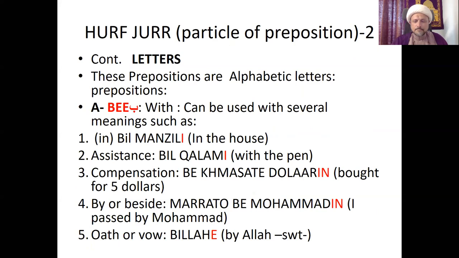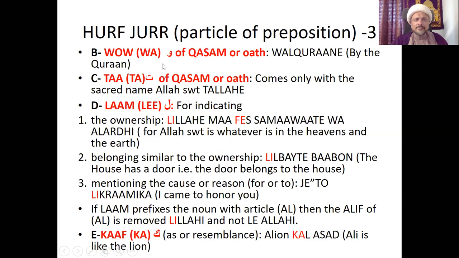So now we have this ba with different meanings. We have this waw, qasam, wallahi; ta, qasam, tallahi; li, which has four different meanings. Kaf, which is also aliyun kal asad. I'm sorry, lam is not used for qasam. Sorry about that. So it is waw, ta, and ba: wallahi, tallahi, and billahi. These are the three used for qasam. Lillahi is used normally for the sake of Allah.